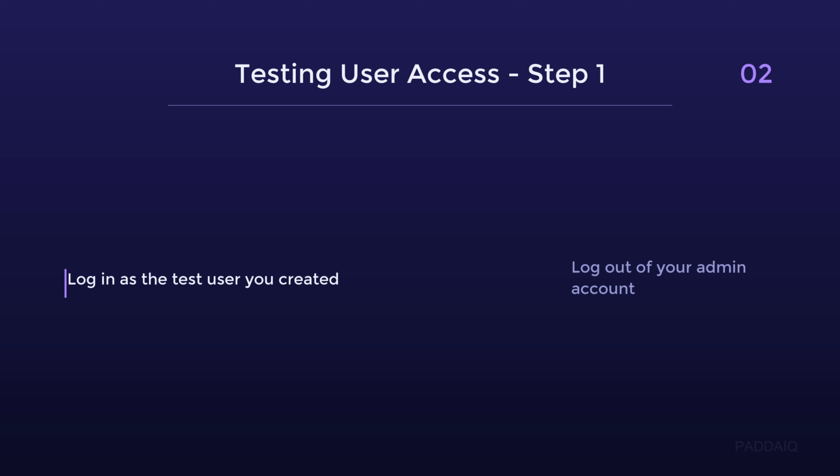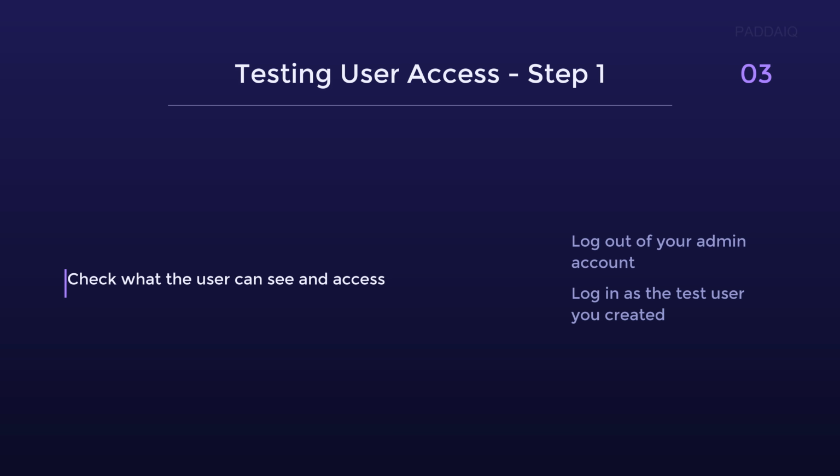Log in as the test user you created. This means accessing the system with the new user account you set up specifically for testing. For example, if you created a user named Tester, you would sign in using that account's credentials. This step ensures you verify the access rights from the user's perspective.